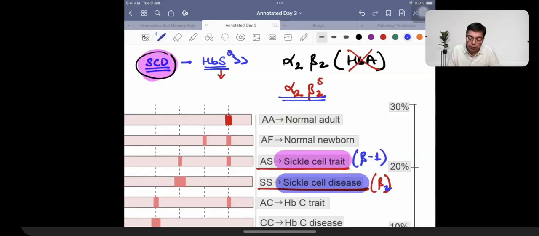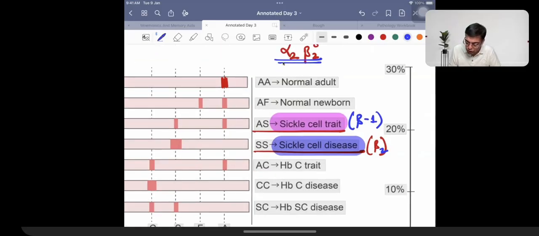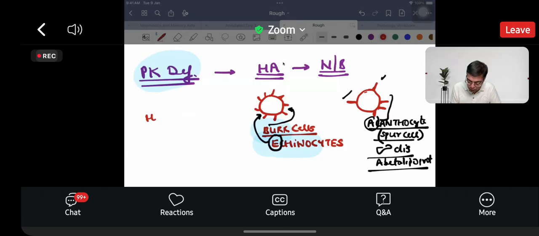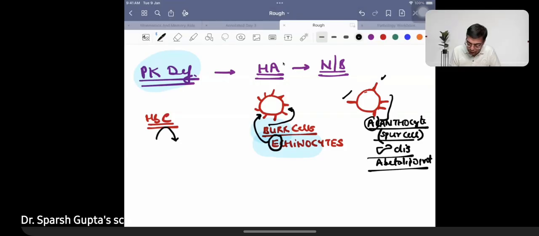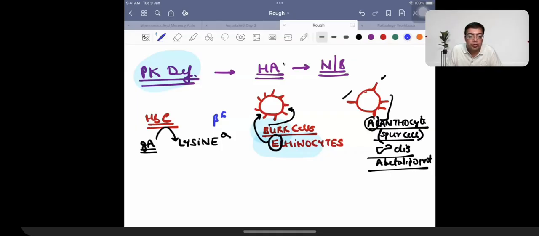Then an interesting fact that we need to remember is about another hemoglobin, hemoglobin C. Hemoglobin C develops in an individual when there is a replacement of glutamic acid by lysine. At which position? Again it is the beta 6 position. So at the beta 6 position, glutamic acid is replaced by lysine.